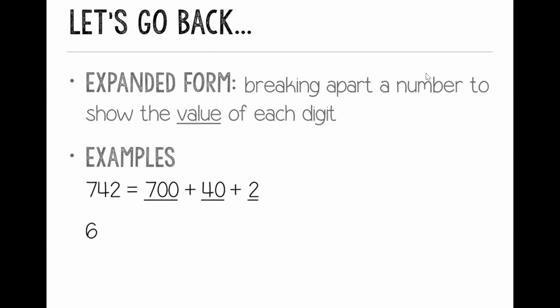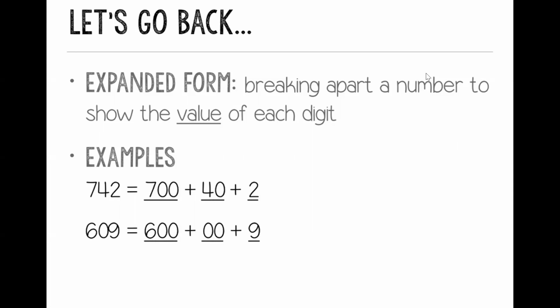Let's try another one. 609. First I look at my hundreds place and I see a 6. So 600. Then I look at my tens place, there's a 0. So I'm just going to write 0. And last is my ones place, and there's a 9, so I have 9 ones. So 609 is the same thing as 600 plus 0 plus 9.